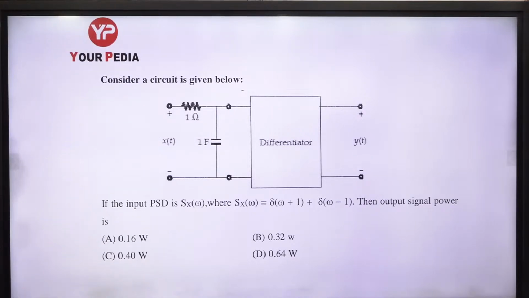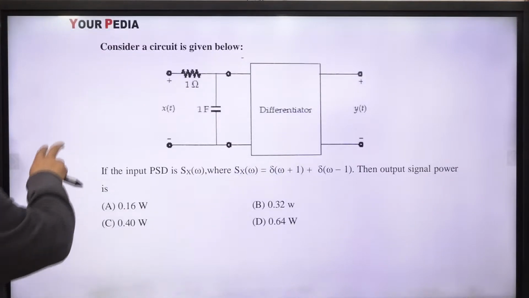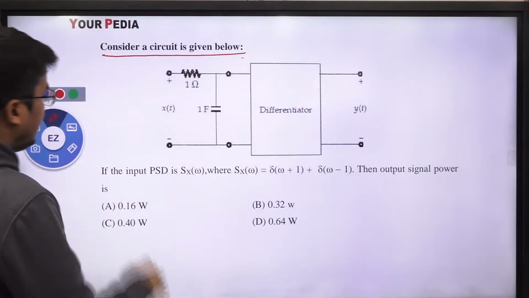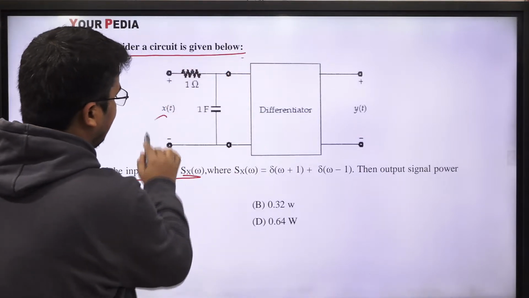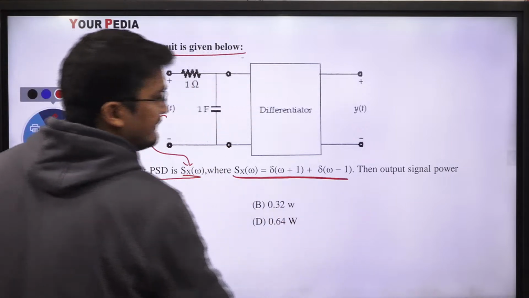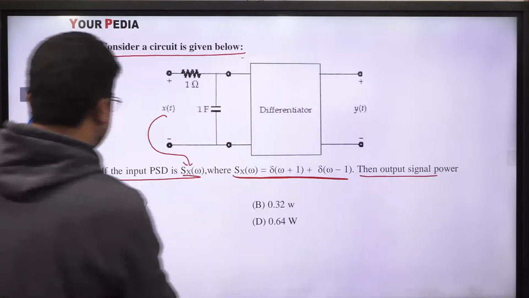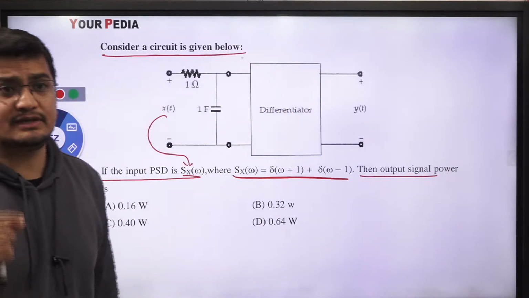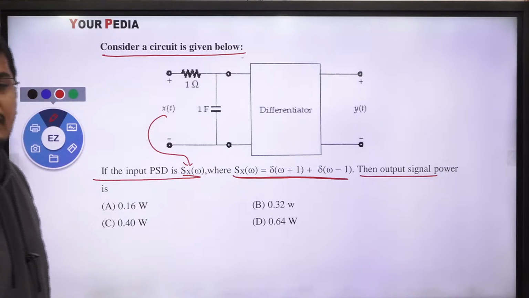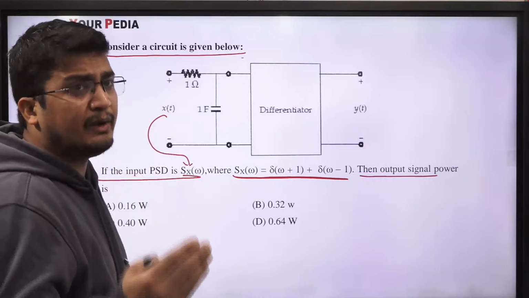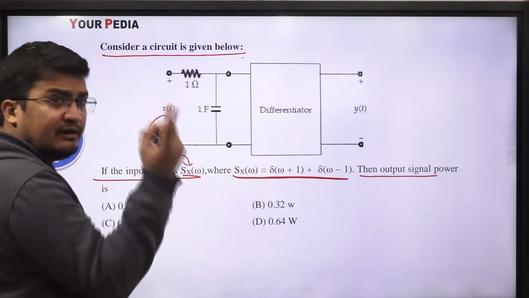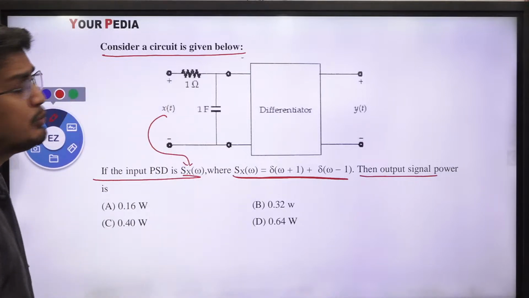Again guys, the next question is basically from communication. You can see this question: consider the circuit shown below. The input power spectral density is Sx(omega), where Sx(omega) is given this way. The output signal power is, these are the four options. Very good question. I suggest you all solve this question, right? You might have one equation in your mind: whenever the input power spectral density is given to you, you can calculate the output power spectral density.